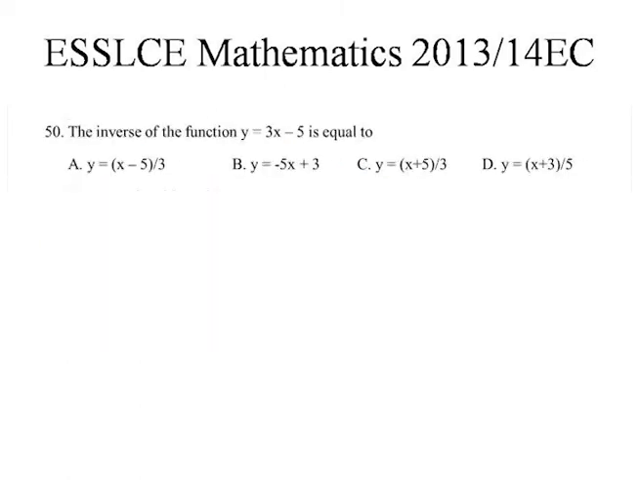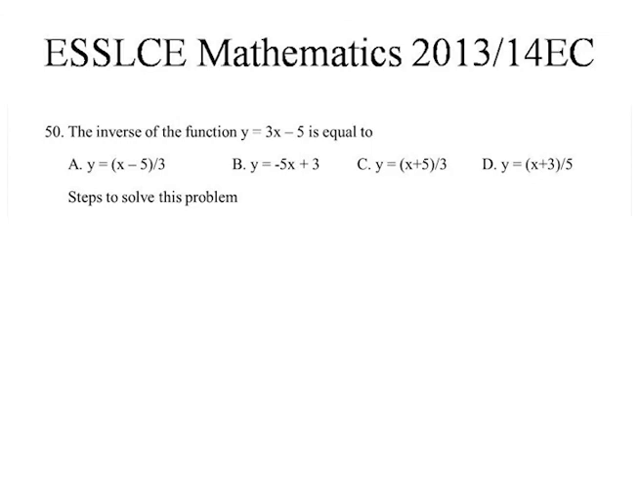Question number 50. The inverse of the function y is equal to 3x minus 5 is equal to: A. y is equal to x minus 5 divided by 3. B. y is equal to negative 5x plus 3. C. y is equal to x plus 5 over 3. D. y is equal to x plus 3 over 5.